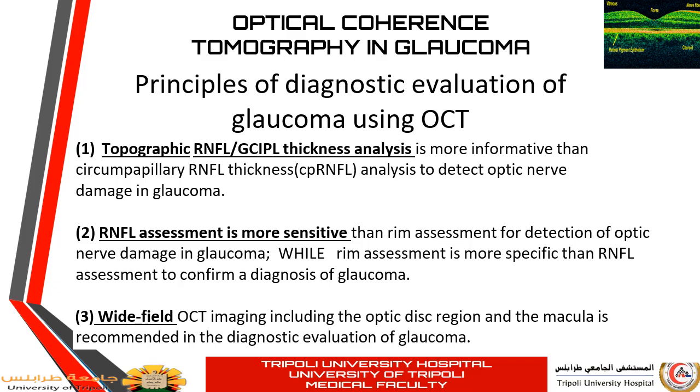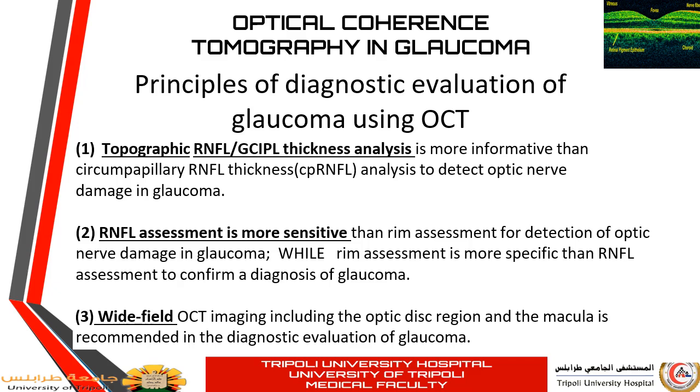So just finding abnormality in the thickness of the retinal nerve fiber layer, either circumpapillary or topographically, doesn't mean that your patient is glaucomatous. It means only that this patient has abnormality in the optic nerve, either because of any disease, ischemia, or venous occlusion, or anterior ischemic optic neuropathies, or any other insult that leads to damage of the optic nerve. But this doesn't necessarily mean that he has glaucoma. If you want to confirm, look for the neuroretinal rim. If you find reduction beyond the normal average of the neuroretinal rim, this means that your patient is glaucomatous.